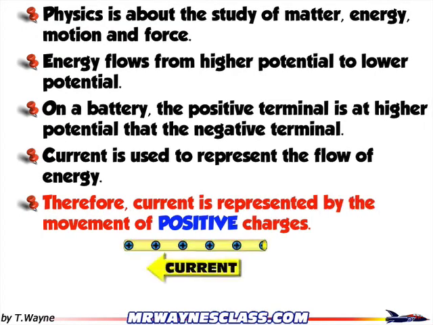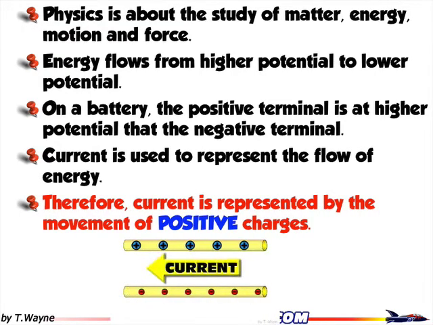Therefore, the current is represented by the movement of positive charges. So positive charges will be repelled from the positive terminal, and that's what's delivering the flow of energy. So we're defining current as a flow of positive charge, which means when we're solving this, we're going to be talking about the right-hand rule. If you're looking at current as a flow of negative charge, this video may not help you.